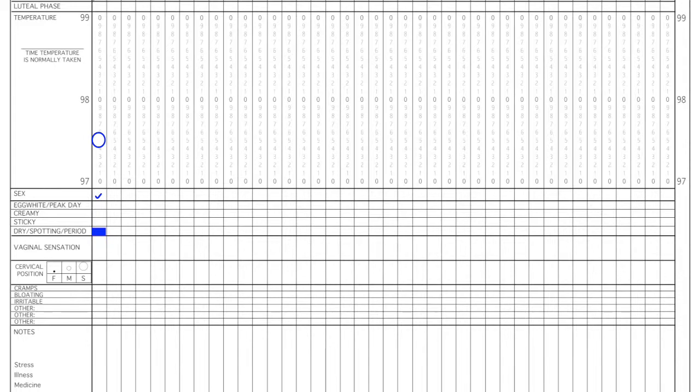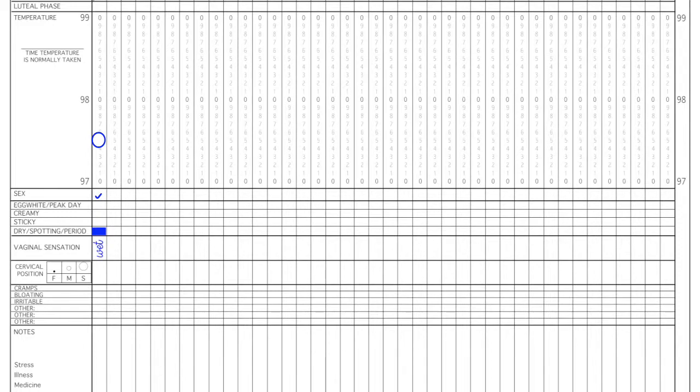Okay, underneath that you'll mark your vaginal sensation. This one can be a little bit trickier, but mostly just pay attention to how you feel throughout the day. Does it feel wet? Does it feel dry? And just mark that down in your chart. Okay, on to the third fertile sign, which is your cervical position. There's 3 categories here. The F stands for firm, the M stands for medium, and the S stands for soft. You don't have to record your cervical position while you're on your period, so I'm just going to leave that blank.